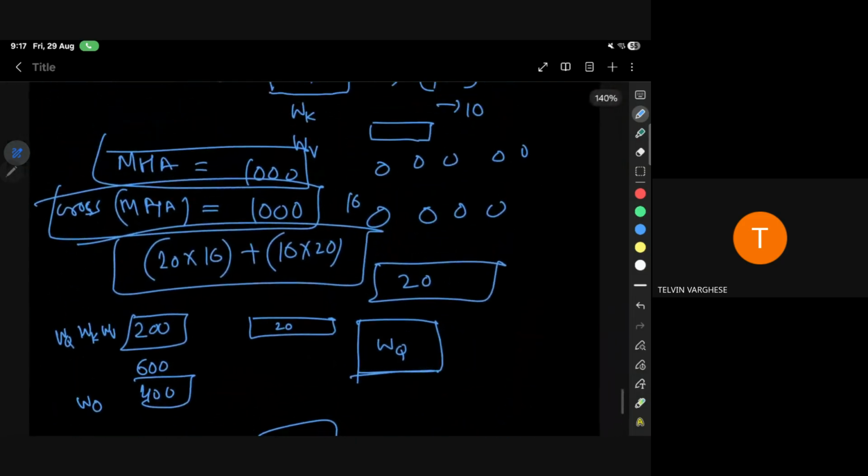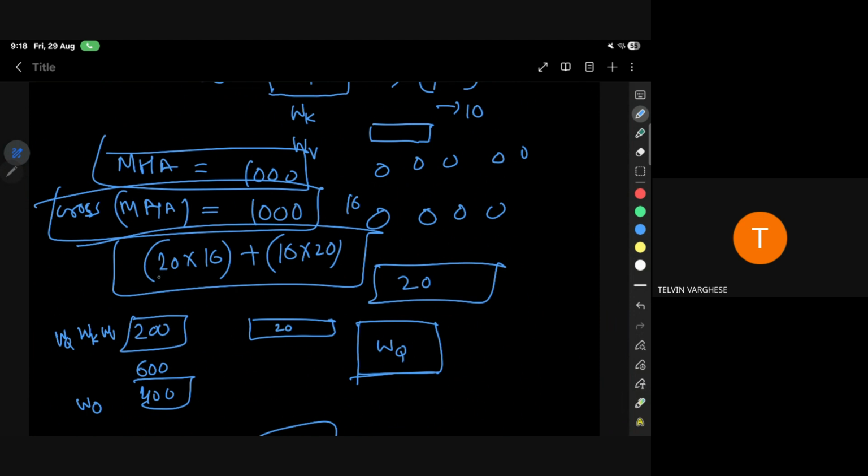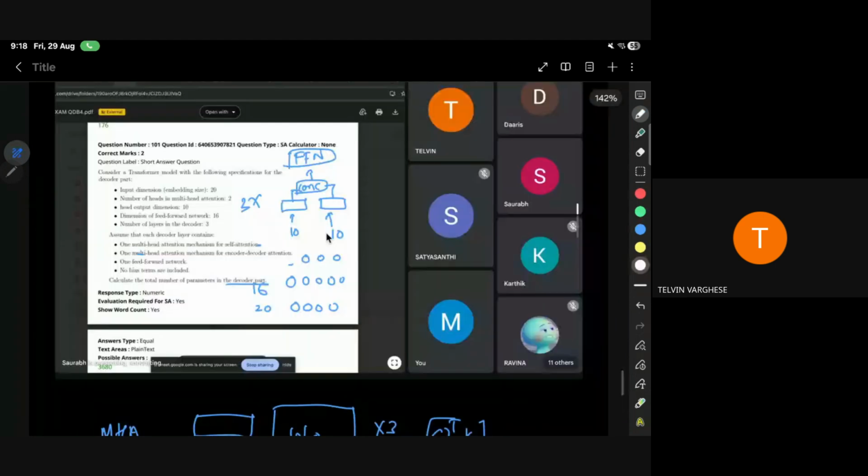Now I'll apply the FFN layer. So FFN will be 20 cross 16 and 16 cross 20. All of this computation, which is 2000 plus 20 cross 16 twice, gives 640 and 640, so 2640. Here 20 is the size of the embedding. So 2640 is the number of parameters in one layer of the decoder. Now we have 3 such decoder layers, so I have to multiply this by 3, and that is going to be the final output.